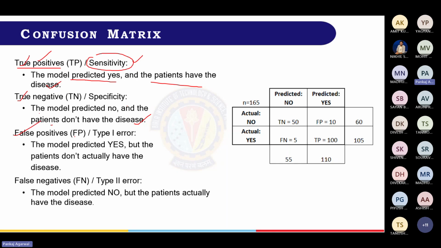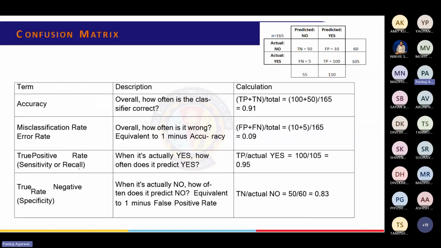So false positive, type 1 error, the model predicted yes. I've already explained this, right? So these are the terms that are required. Accuracy is pretty simple. These are the metrics that we require in a confusion matrix.